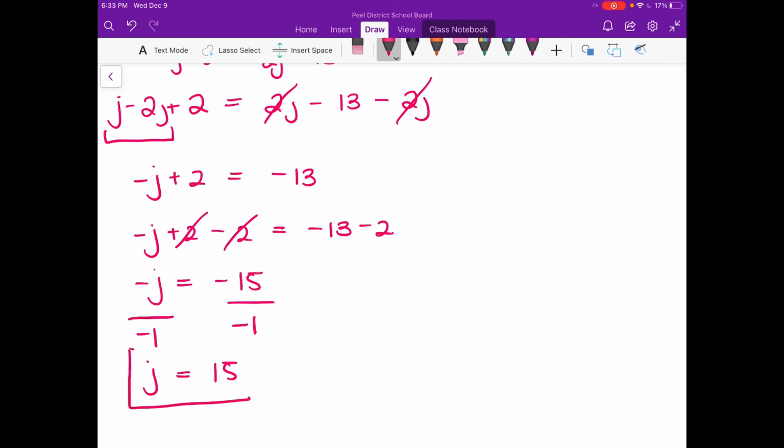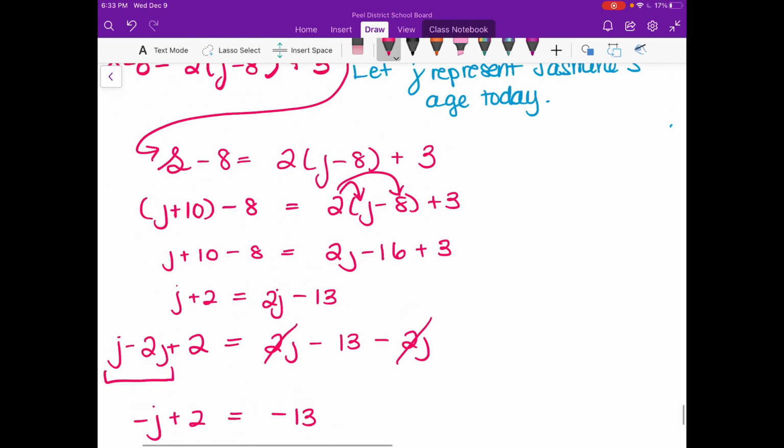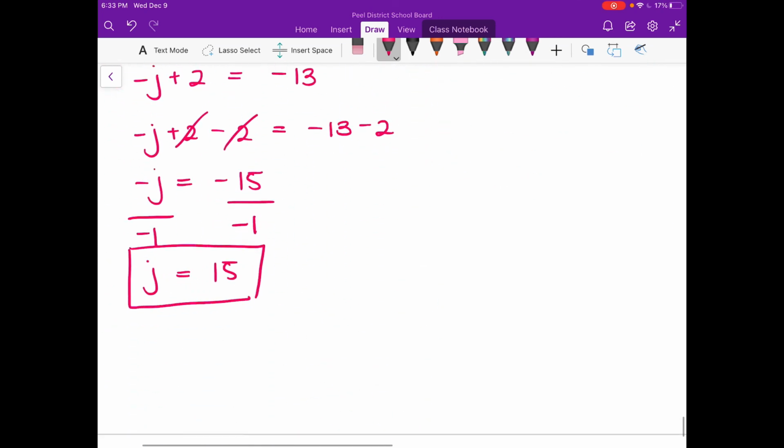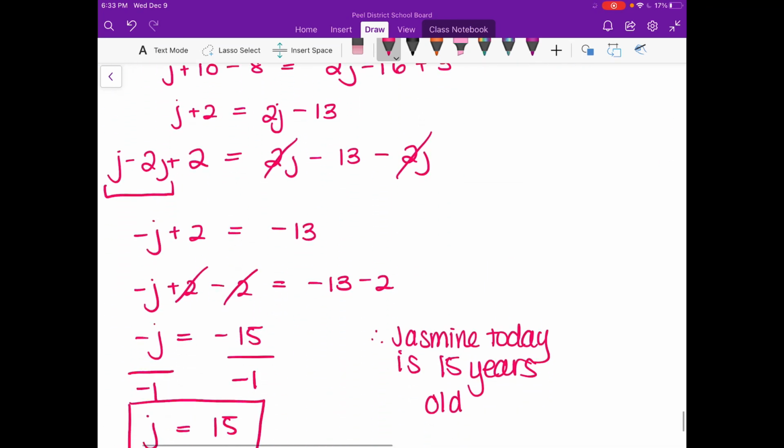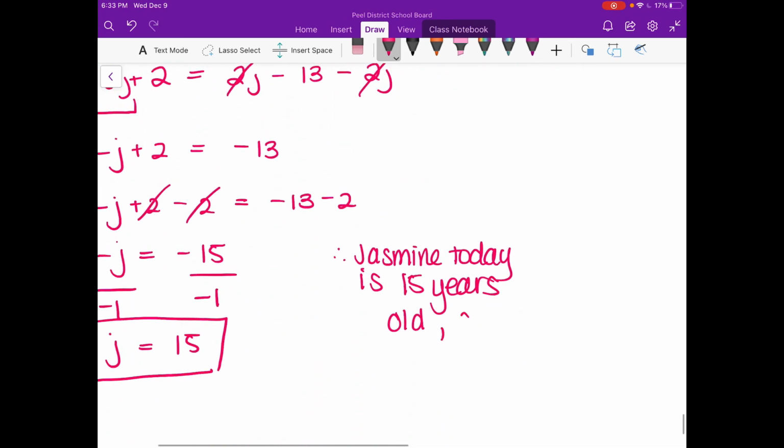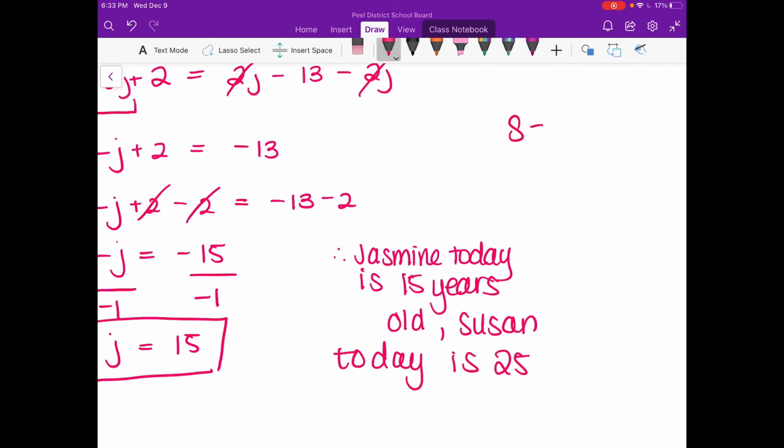That means Jasmine today, which is what my J represents, right? J represents Jasmine's age today. Therefore, Jasmine today is 15 years old. I want to know how old Susan is today. So Susan today is just 10 years older than Jasmine, which means Susan today is 25, right? Because S is equal to J plus 10 is equal to 15 plus 10 equals 25.